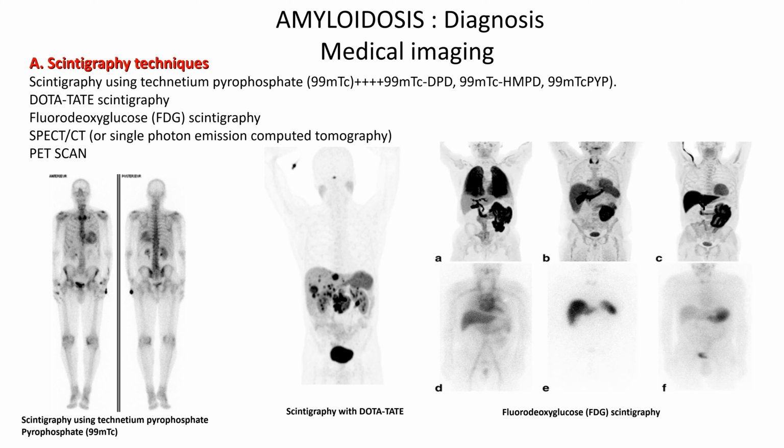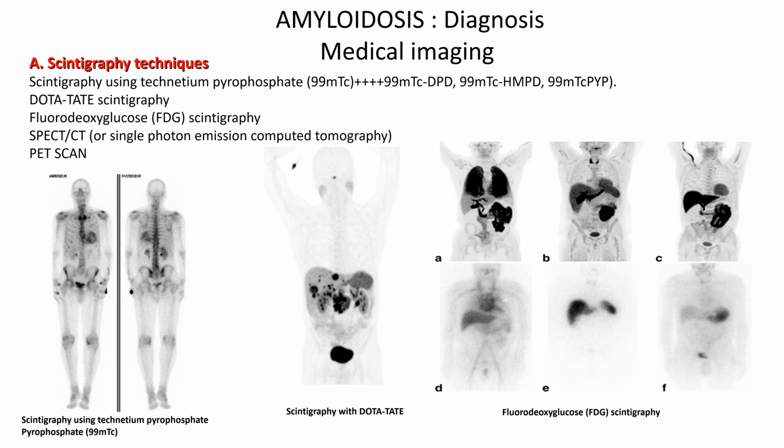PET scan uses radioactive tracers to detect amyloid deposits in the body, in particular tracers such as florbetapir, flutemetamol and Pittsburgh compound B, which have been developed to specifically target amyloid deposits. These tracers allow non-invasive assessment and can provide information about the extent of the disease. The advantage of PET scan, the only disadvantage is cost.